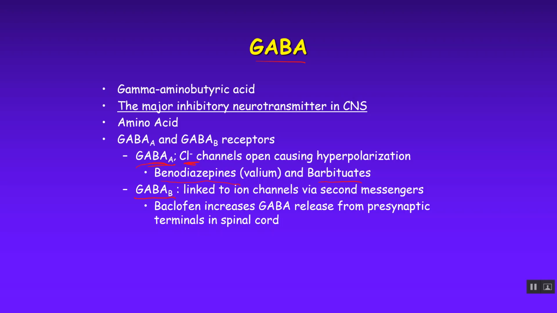GABA B is linked to ion channels via, this is a little different. This is why I say mostly. GABA B, which is mainly in the brainstem and spinal cord, uses a second messenger system. GABA is typically a fast-acting neurotransmitter most of the time, except when it falls on GABA B receptors, where it actually does use a G protein-mediated pathway.